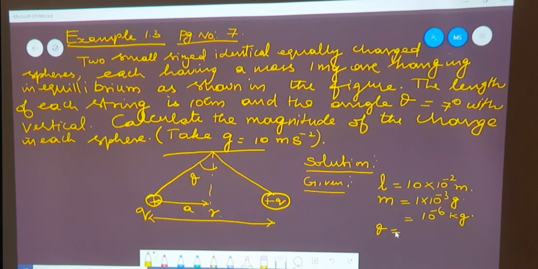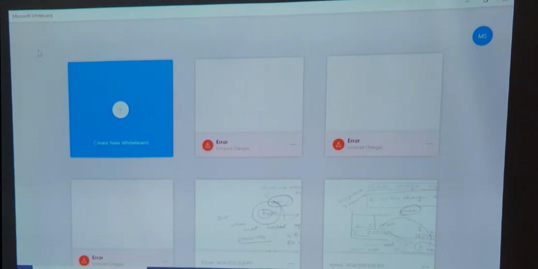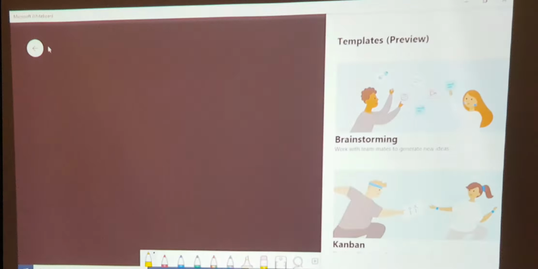The angle made by the string with the vertical is considered to be 7 degree. These three are the given quantities, and what is asked is the amount of charge Q available. So let us move on to the next page.